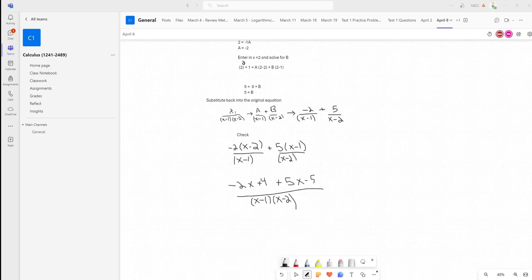Once we substitute this back into the original equation, we make it x squared plus 1 over (x minus 1)(x minus 2). Based on what we've done here, we found that a is equal to minus 2, b is equal to 5, so we rewrite it like this. Now, at this point, once you factorize it, you may want to do a check here, okay? By checking, what you're basically saying is, do these numbers equate back to this equation.